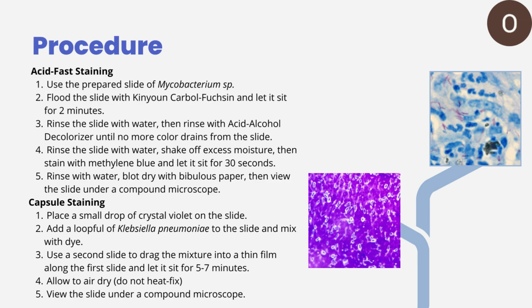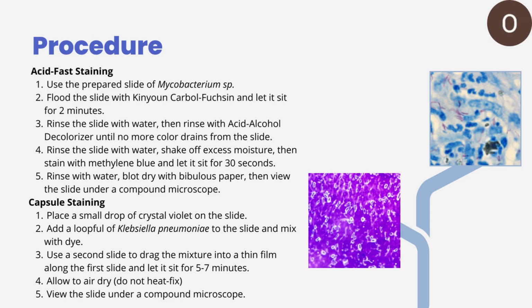We flooded this slide with the carbolfuchsin stain and let it sit for 2 minutes. Then we rinsed it with water and used the acid alcohol decolorizer to remove the color from the slide. Then we rinsed it with water, shook off the excess moisture, and stained with methylene blue. We let that sit for 30 seconds, and afterwards we rinsed with water and dried it with the bibulous paper, and then it was ready to view under the microscope.